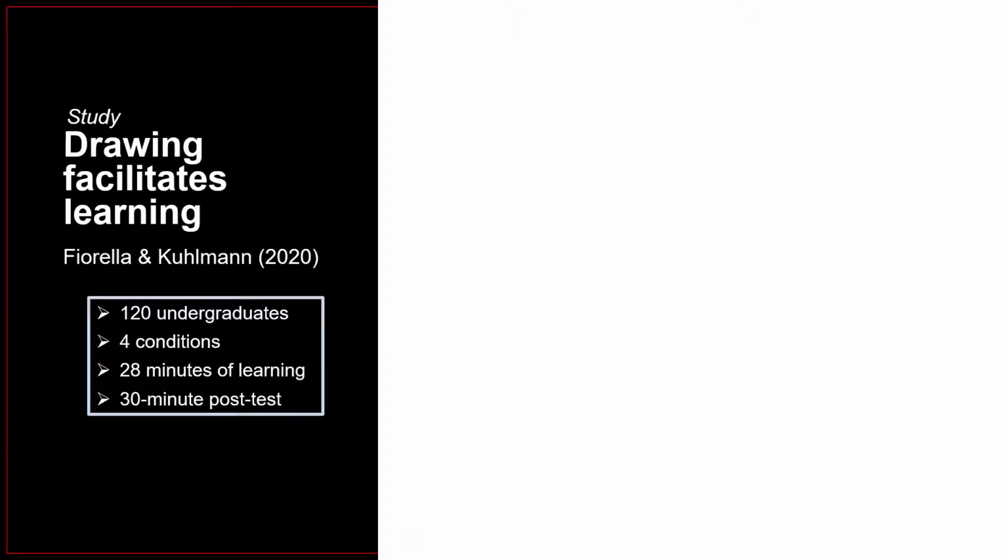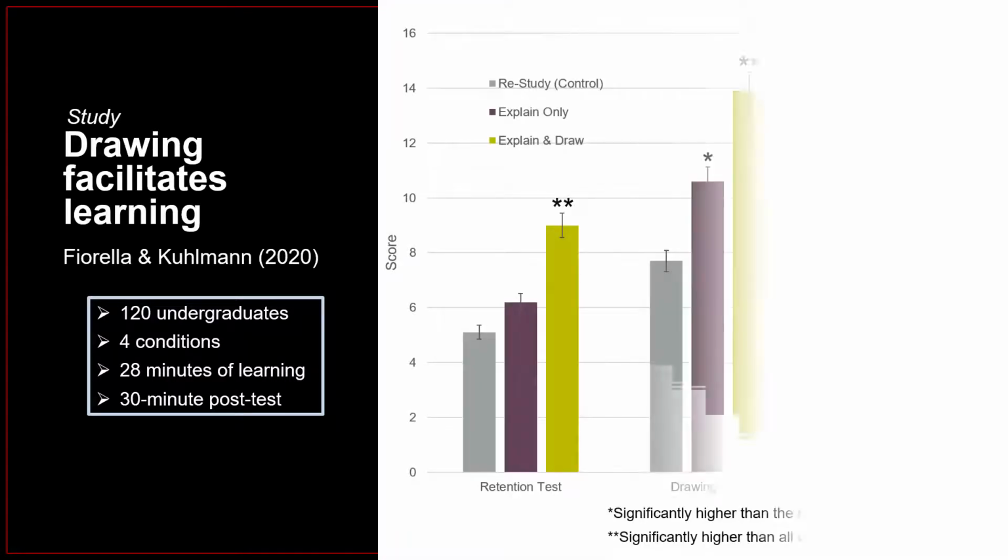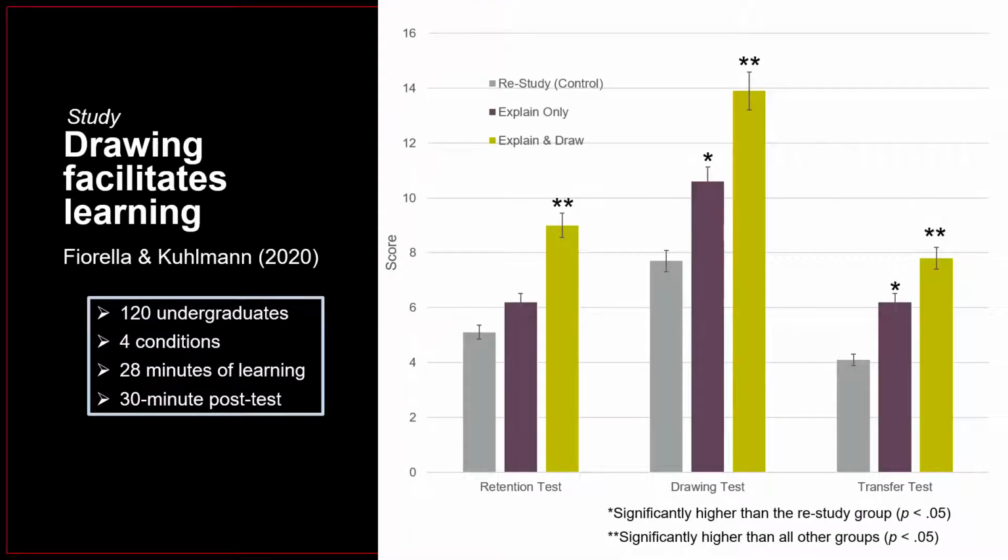1 week later, all participants returned for a post-test consisting of retention questions, drawing-focused questions, and questions testing the ability to transfer knowledge to new situations. In this chart, you can see the results from 3 of the 4 groups, although the results hold up for the draw-only group as well. As you can see, the Explain and Draw group outperformed all other groups across the board. In other words, this paper showed that there is distinct benefit associated with having our students engage in drawing maps of concepts as part of their learning.